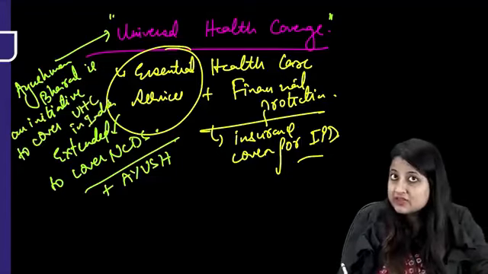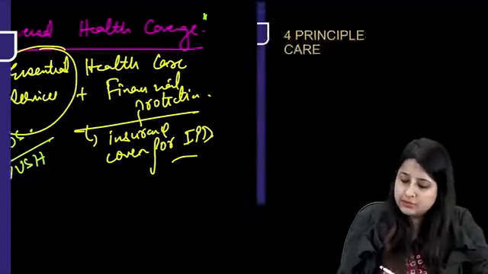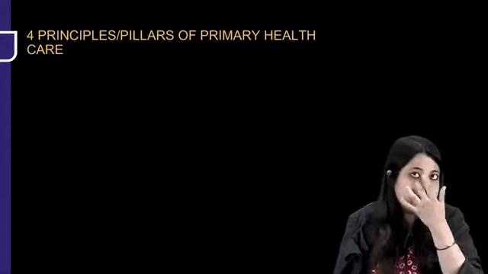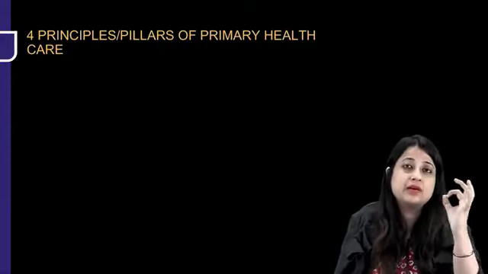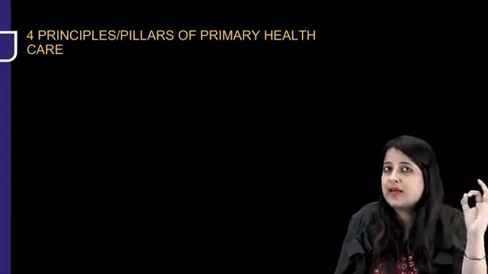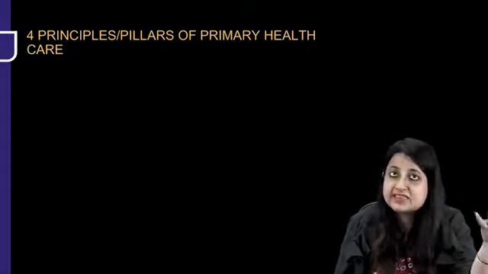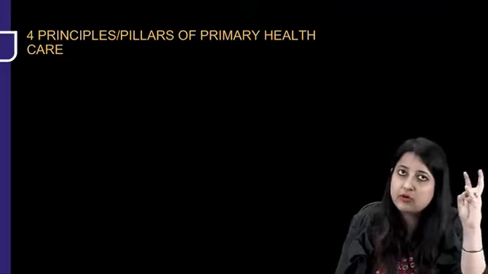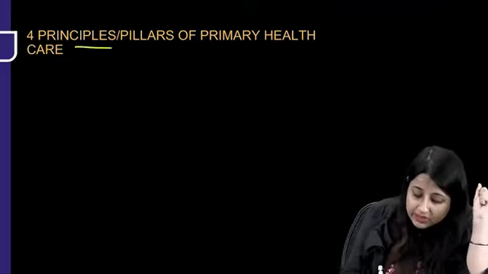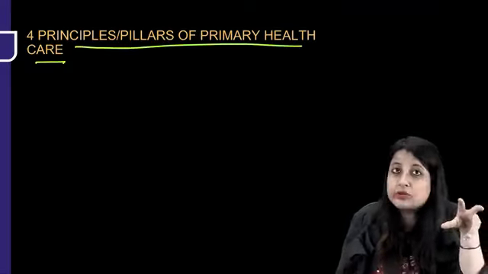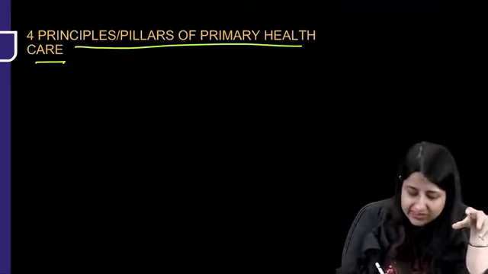Good quality services plus financial protection. Like in Ayushman Bharat, it is providing insurance coverage of 5 lakh per family per year. The number of family members has no restriction. So that is the financial protection being offered under the program. Now, what are the 4 principles or pillars on which it is based? This is a very important MCQ.